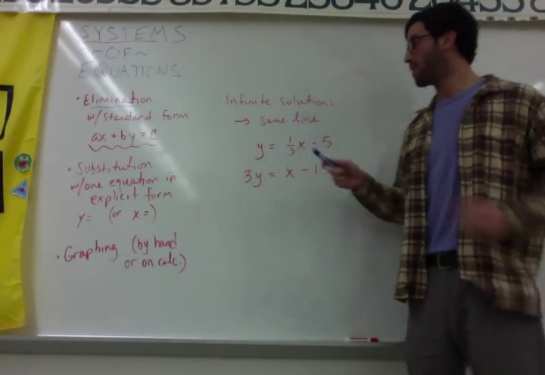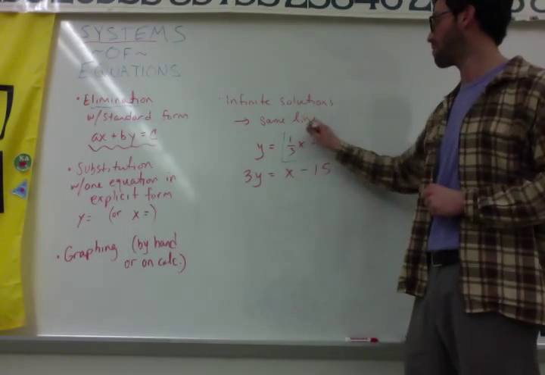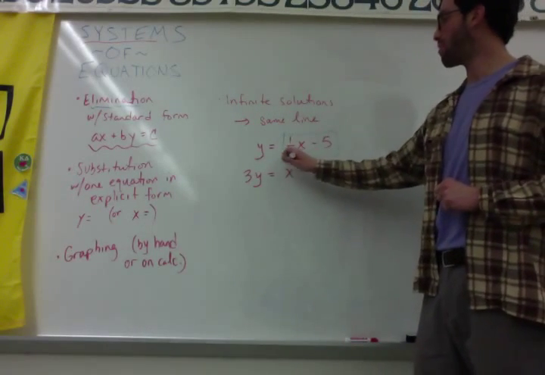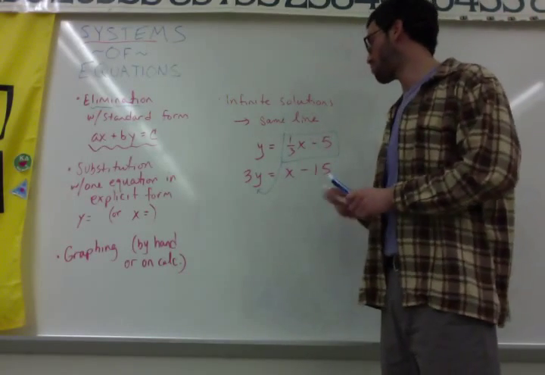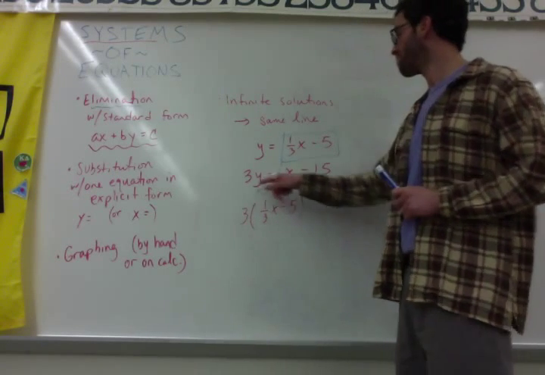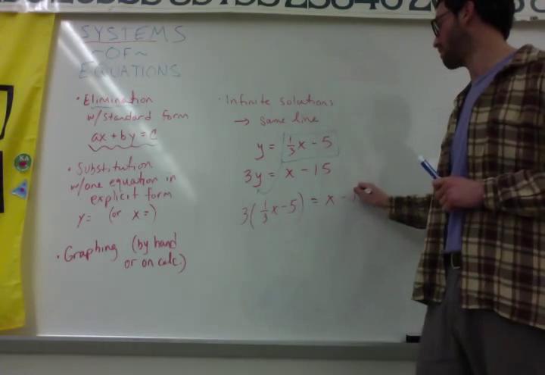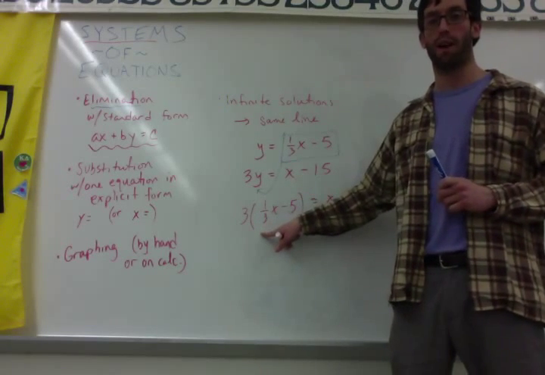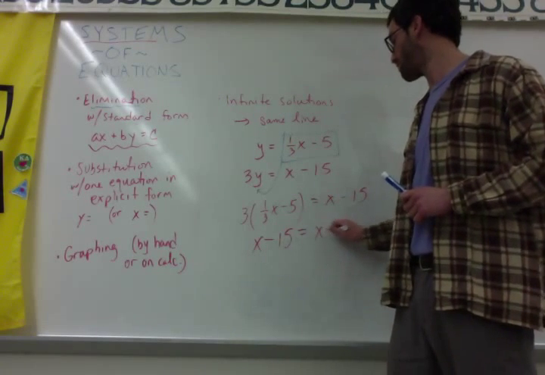So if we try to solve this, we might want to use substitution because we have y equals, right? We have y equals this stuff, not this form, but something like this. So let's replace the y with 1/3 x minus 5. We get a new equation. It says 3 times (1/3 x minus 5) equals x minus 15. Instead of y, we replace it with this stuff. Well, 3 times 1/3 is 3 over 3, which is 1, so 1x minus 3 times 5 is 15, equals x minus 15.